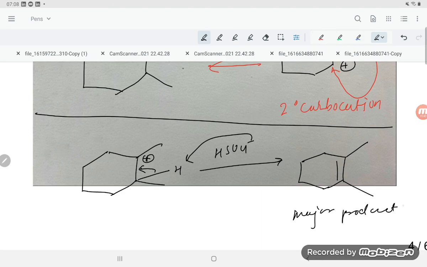Dear student, there are n number of questions based on this dehydration of alcohol, which we will try to do later on.